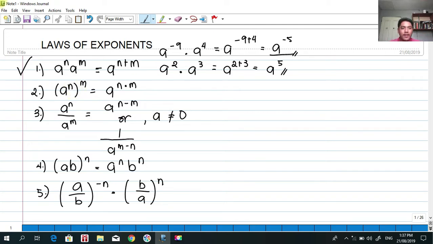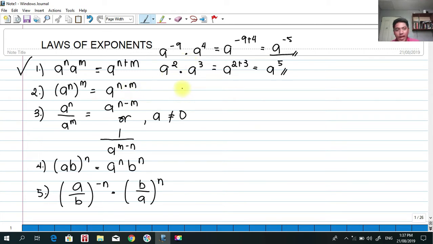For the second one, we have a raised to a certain number n, and then this whole expression is raised to another number m. In this case, if we have a base with an exponent n that is still raised to another integer m, what we're going to do is multiply those. That's the difference: we add if it is a multiplication, and if it is raised to a certain number, we're going to multiply their exponents.